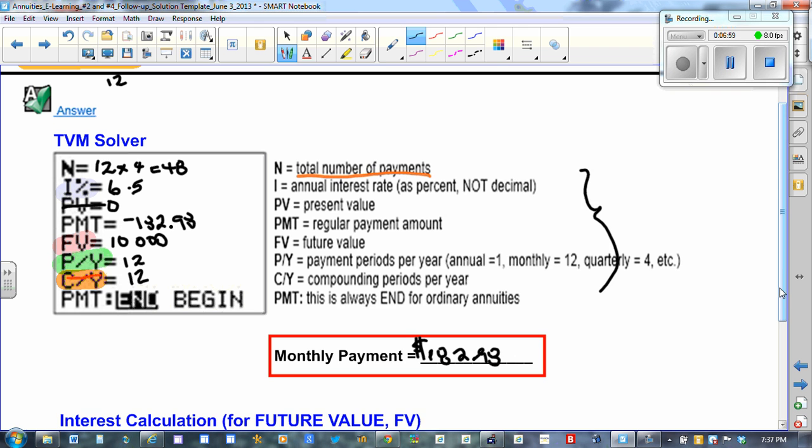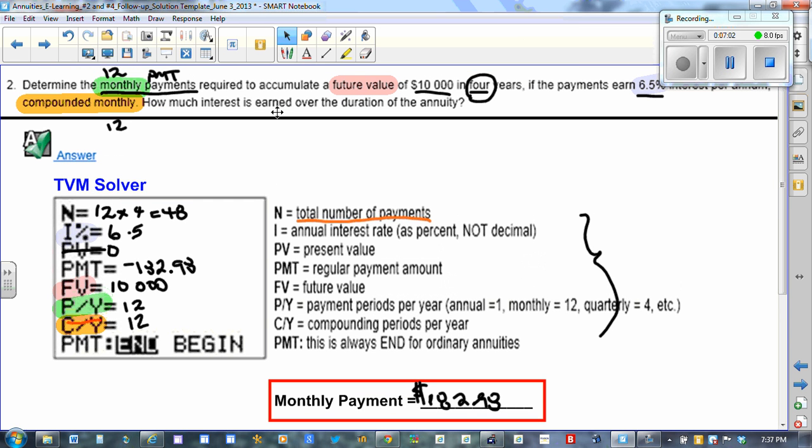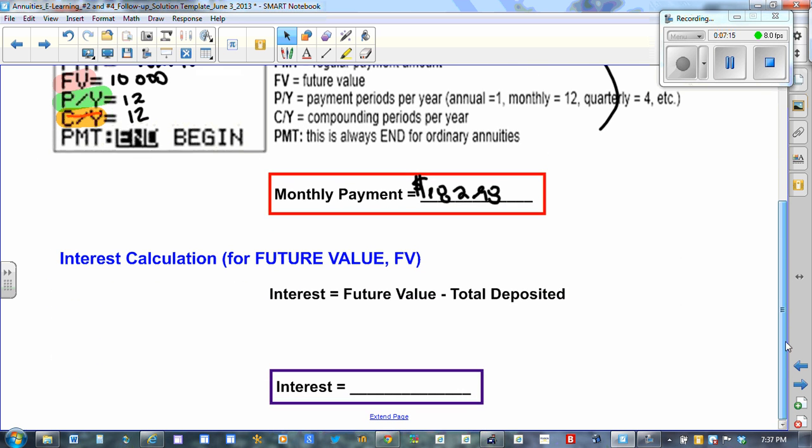So last but not least, let's go back to the main problem and see what they actually want. If you read here, second sentence says, how much interest is earned over the annuity? Okay, so what I've done down here conveniently is set up that an interest calculation for future value only is you take the future value and you minus the total deposited. So in that case, what we're going to do is determine the future value. Now, future value in this case would have to be all of the payments, right?